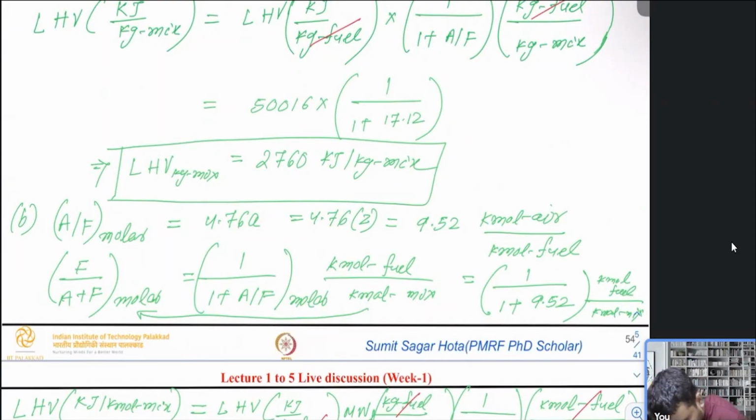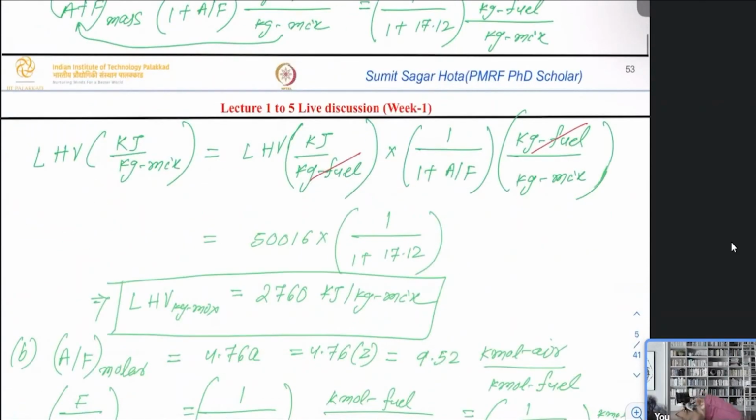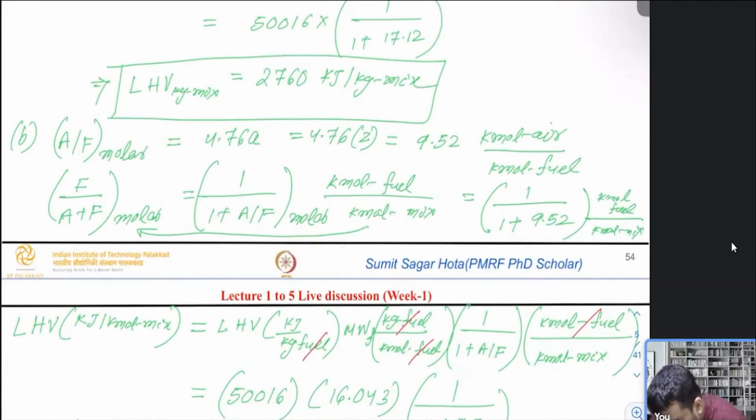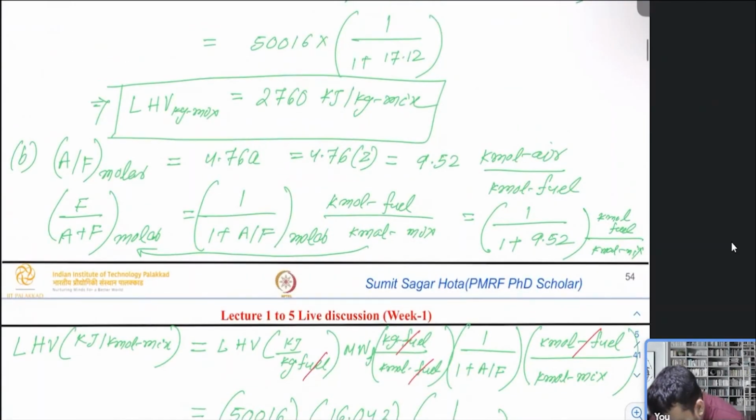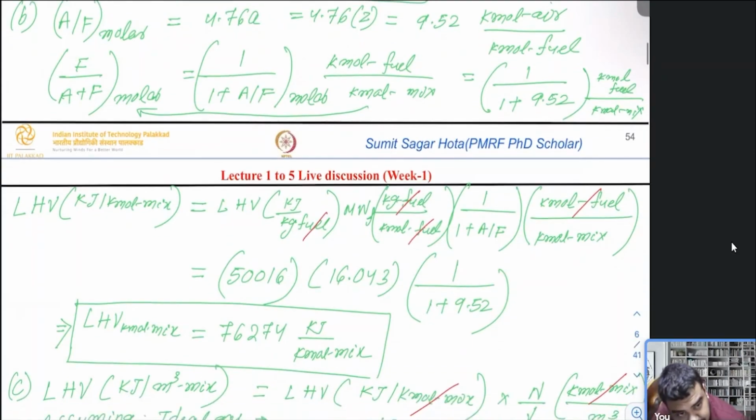Now let's go to our second part, which is kilojoule per kilomole of the mixture. First we have to find the air fuel ratio on a molar basis, which is equal to 4.76 times a, that is 4.76 into 2, and the value comes out to be 9.52 kilomole of air per kilomole of fuel. Similarly, as in the previous procedure, we can find F divided by A plus F on a molar basis, and rearrange it as 1 by 1 plus air fuel ratio on a molar basis, and the unit should be kilomole of fuel divided by kilomole of the mixture, so the final answer is 1 by 1 plus 9.52 kilomole of fuel per kilomole of the mixture.